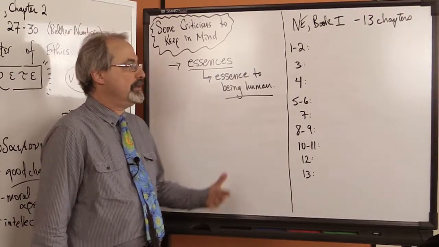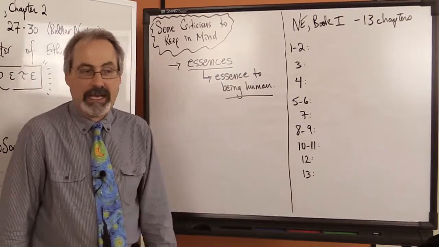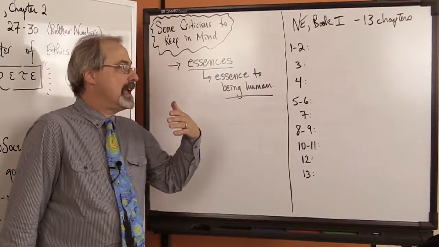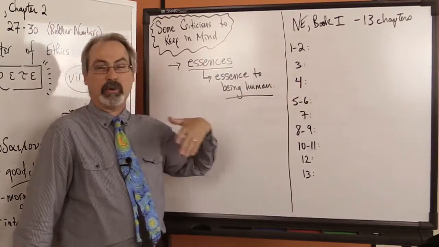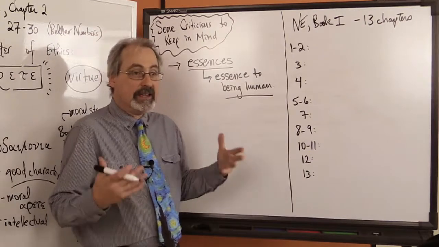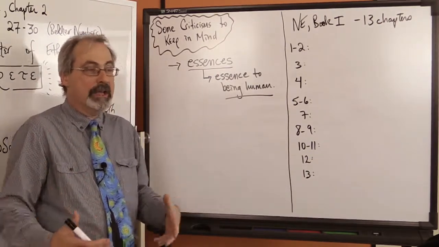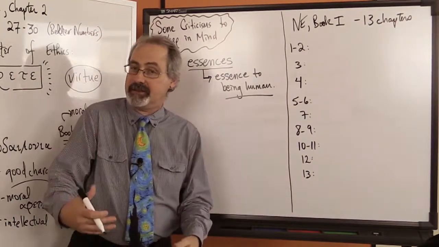We are creatures in the world. There's an essence to being a human being, just like there's an essence to being a bird or a tree or any of these things. His world was quite well ordered, and these essences were fixed.